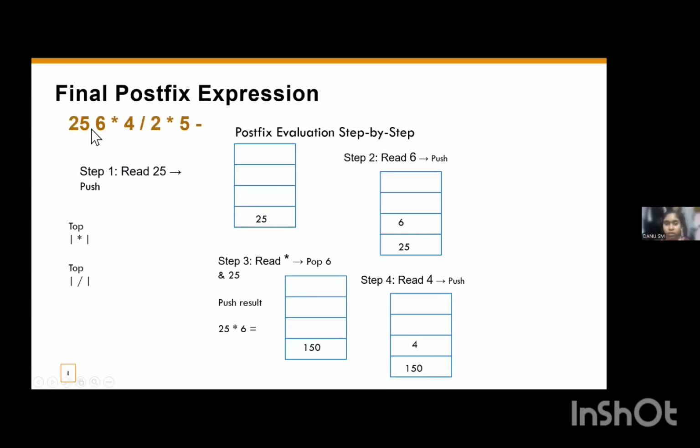So 25 is pushed into the stack, and after that 6 is pushed. After that the operator comes. So the operator is now at the top, and now we need to pop these, so that we do 25 times 6, which is 150. Next comes 4. So after 150, 4 is pushed.